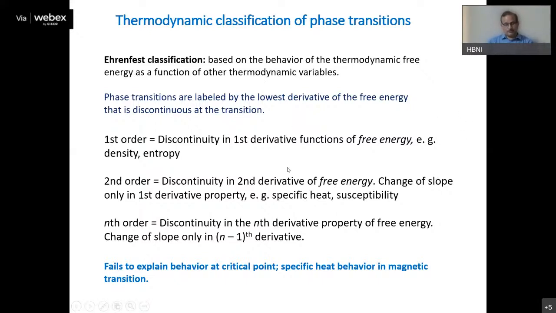And of course, the same thing can be extended to higher order phase transition, but we will not talk about this, because this corresponds to basically the derivative of physical quantity described by the second order phase transition. So now this classification actually could not explain some of the things, like the behavior at the critical point. At the critical point, we know that all the derivatives become zero. So we cannot define the order of phase transition there.